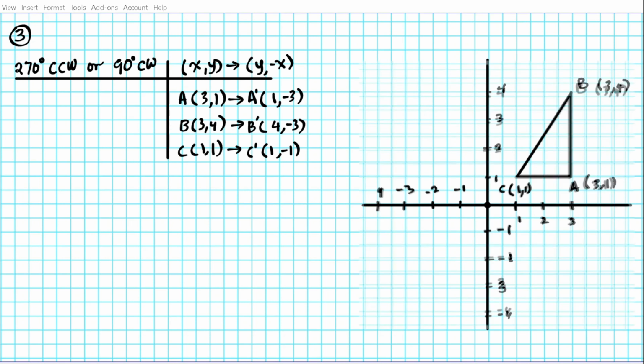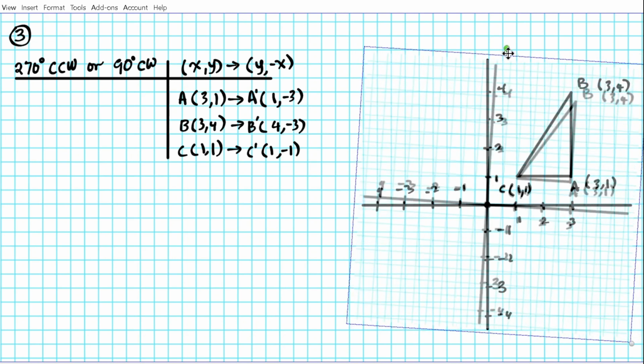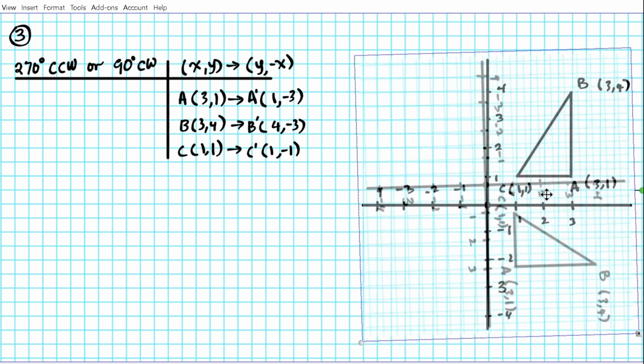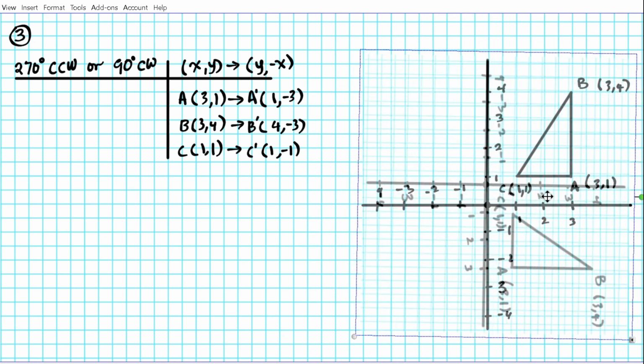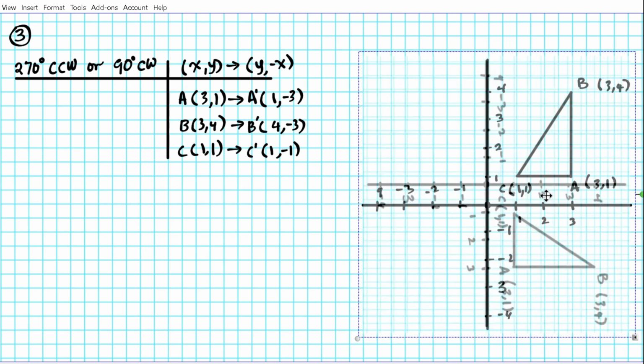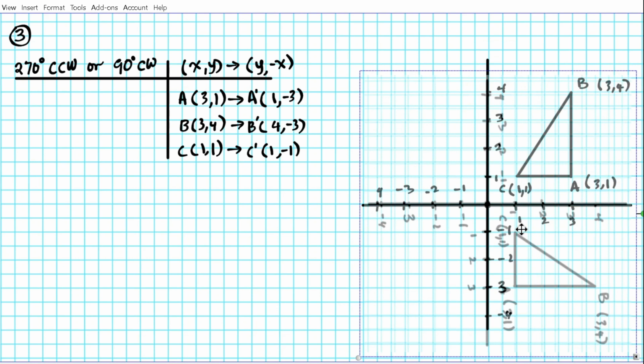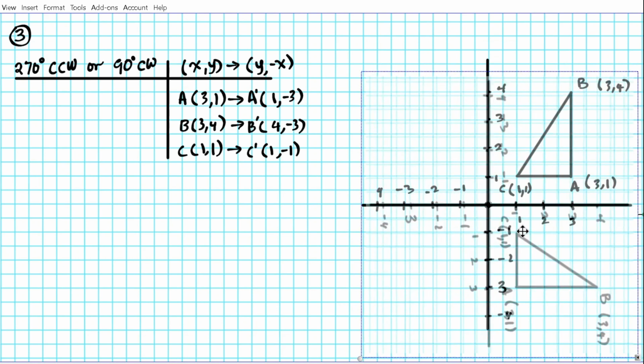Alrighty? Okay, so we're going to be rotating 90 degrees clockwise, so I did a little overlay here just to help you visualize what's going on. So this is what it looks like. If we rotate that 90 degrees clockwise, it's going to be something like that. Oops, that's too high. Bam. It's going to end up somewhere right here. That's a 90 degrees clockwise rotation.